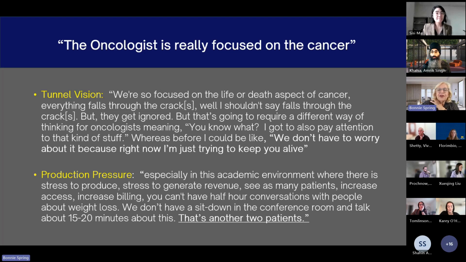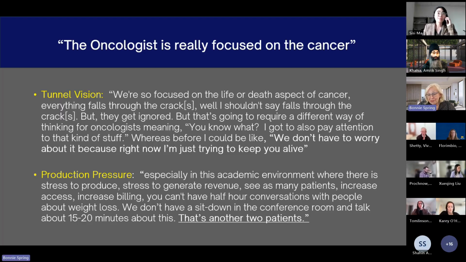They say they've got tunnel vision, basically. They're so focused on the life or death aspects of cancer that everything else falls through the cracks. Well, basically they get ignored. It's going to require a different way of thinking for the oncologists. The oncologist is going to have to say, "You mean I have to pay attention to that kind of stuff? All along, my role has been, we don't have to worry about that right now because I'm just trying to keep you alive."